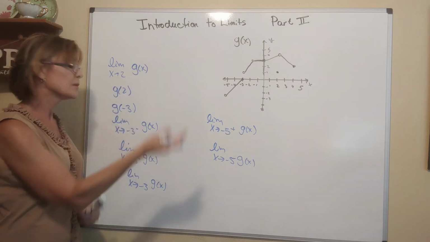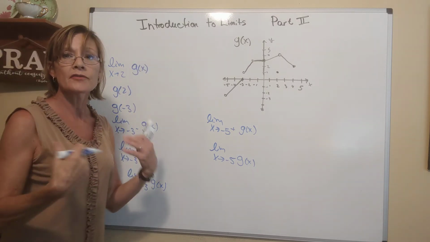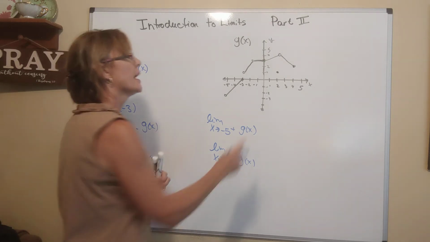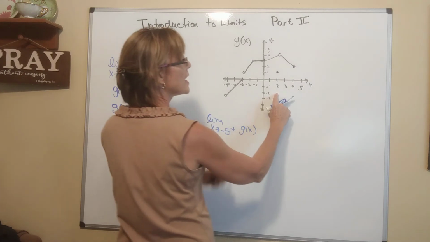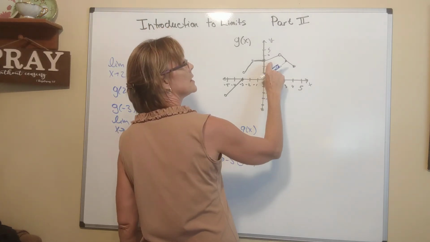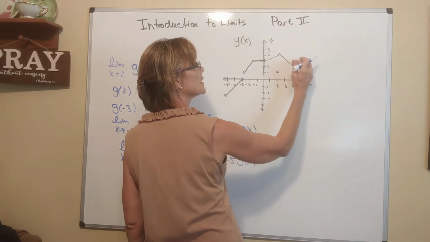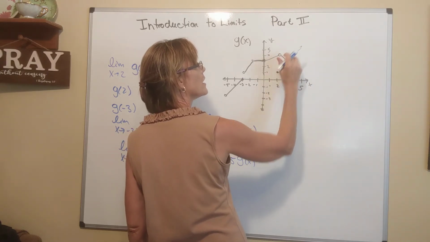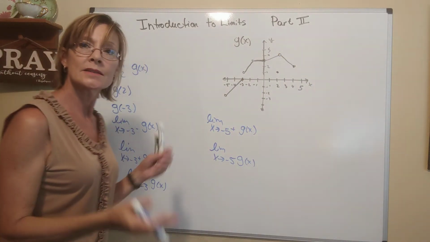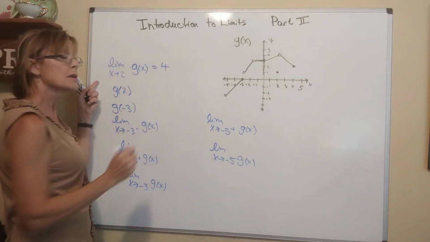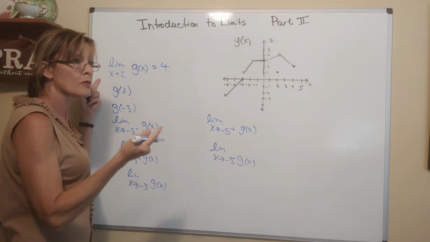If they do not give me from the right or from the left, that means I have to, on my own, look at it from the left and the right. So, at 2, what is it as x approaches 2 from the left? It is getting close to this value, 4. What about from the right? It's getting close to this same value, 4. I can say the limit as x approaches 2 from the left and the right is 4. So the limit as x approaches 2 of g(x) is 4.